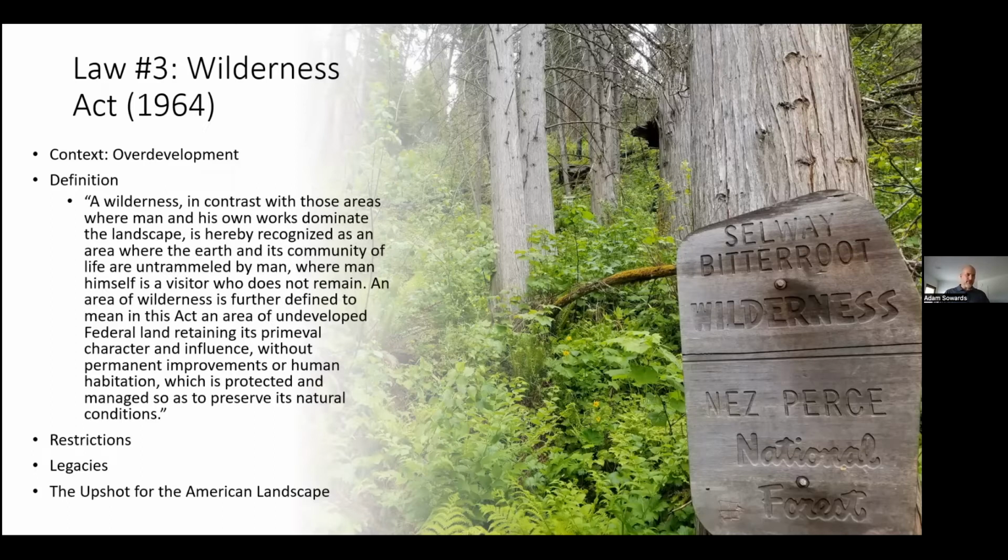And I think the definition is important. It's a little long, but let me read it. A wilderness, in contrast with those areas where man and his own works dominate the landscape, is hereby recognized as an area where the earth and its community of life are untrammeled by man, where man himself is a visitor who does not remain. An area of wilderness is further defined to mean, in this act, an area of undeveloped federal land retaining its primeval character and influence without permanent improvements or human habitation, which is protected and managed so as to preserve its natural conditions. So that's what the Wilderness Act comes to be defined as.